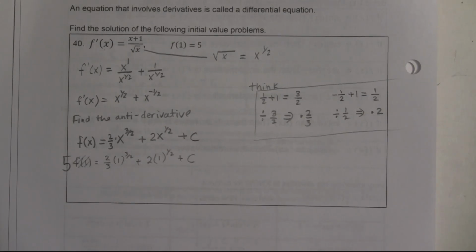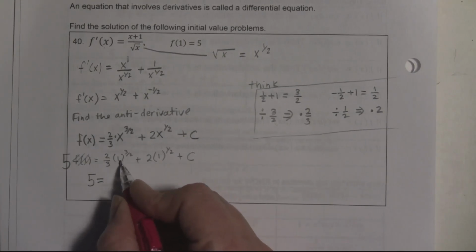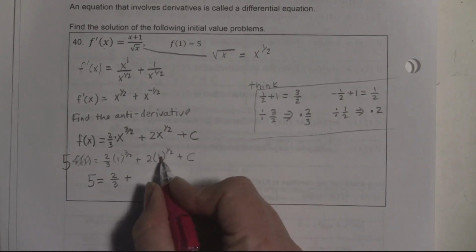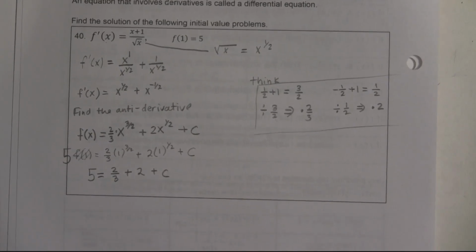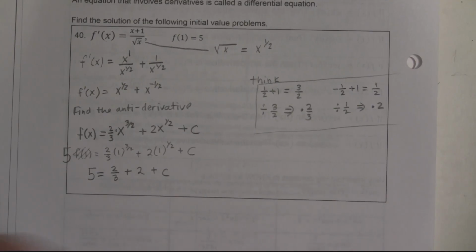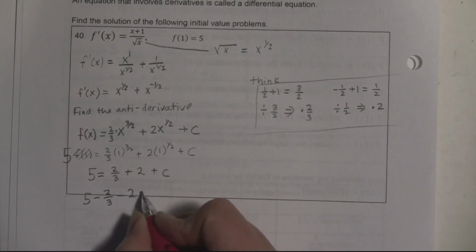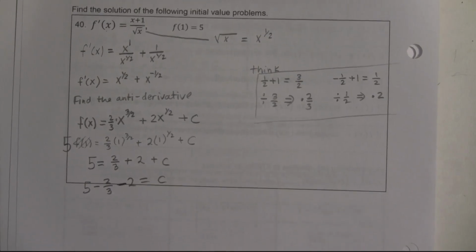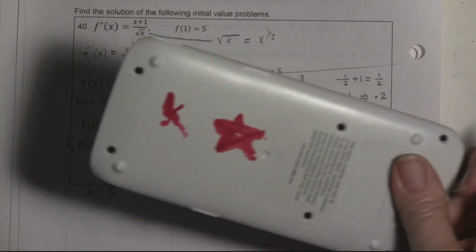And that allows me to find c, because this is going to say 5 equals, well, 2/3 times 1 to the 3 halves is 2/3. Plus 2 times 1 to the 1/2 is 2. Plus c. And see how I can take away 2/3 and take away 2 and have c? So that 5 take away 2/3, take away 2 is equal to c. I know that minus is right there. Minus. And get my calculator out, right? So here's my calculator.